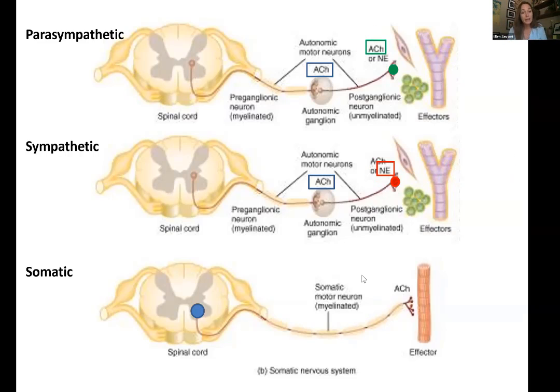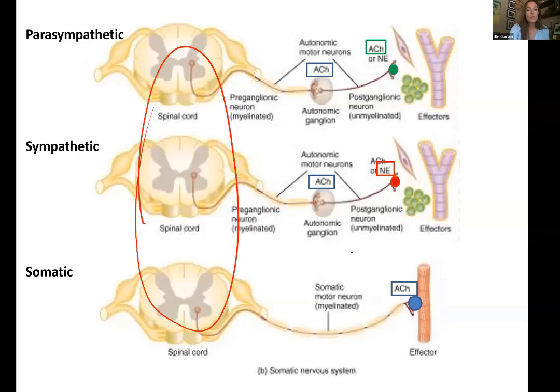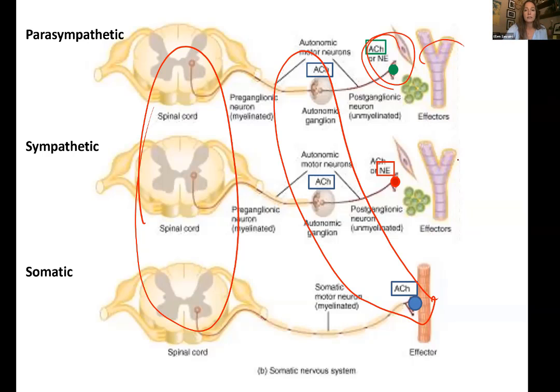The somatic nervous system just releases acetylcholine. So this summary slide I want you to see is that anything that's coming from the spinal cord will always just release acetylcholine. The only difference we can see is if parasympathetic on the tissue is acetylcholine again, or sympathetic changes it up to be norepinephrine.